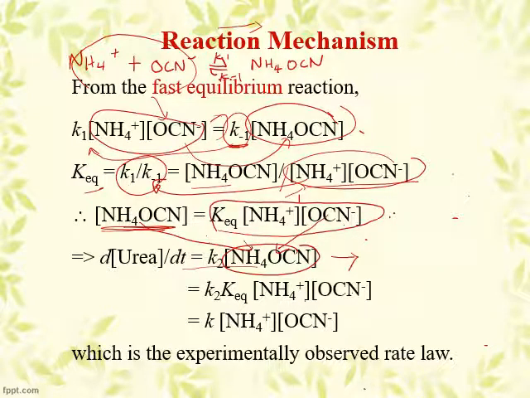So we have K2, K equilibrium, NH4 plus, OCN minus, and we can write this as a new rate constant K, and this is the rate law which is experimentally observed. If you notice, if the slow step is not the first step, then you have to go through a lengthy way to solve it.